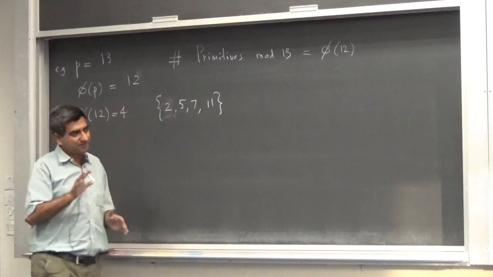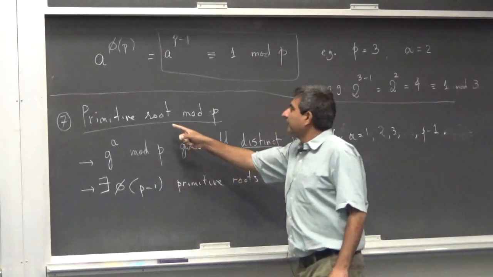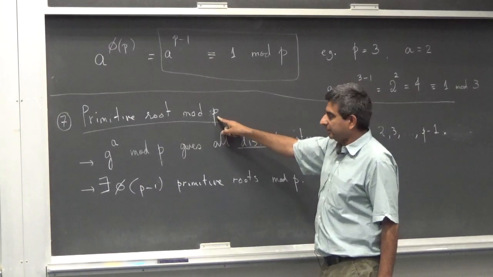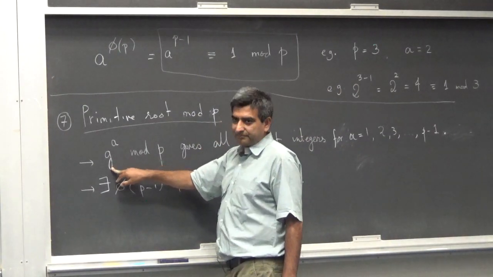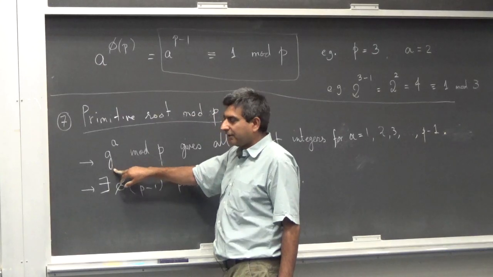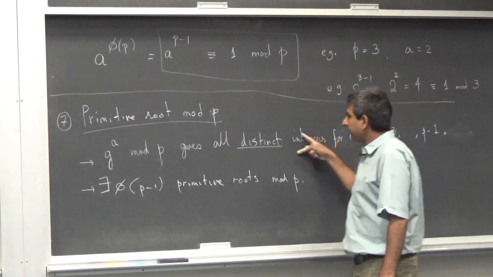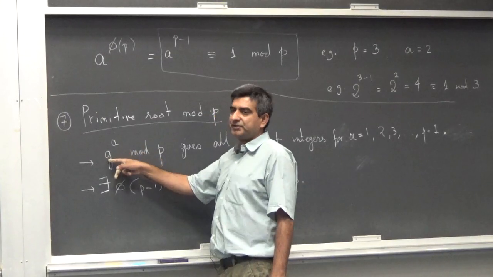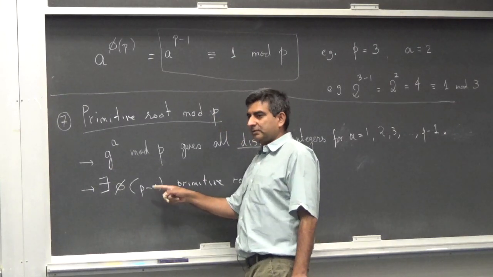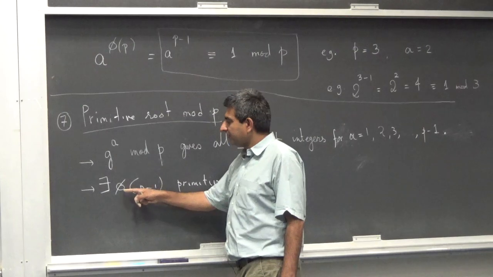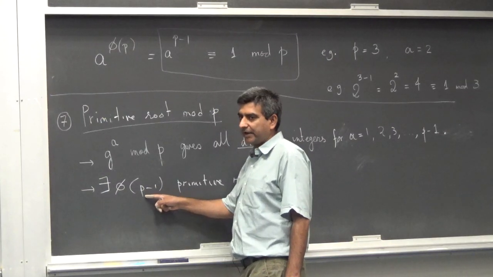Got it? So let's backtrack a little bit. You want to find a primitive root mod a prime number, 13 in our case. Those primitive roots are g. And how do we define them? If you take g and raise it to the power of a, where a runs from 1 all the way up to p minus 1, then you get distinct integers. How many such g's exist? That is given by the Euler phi function of p minus 1, phi of 12.